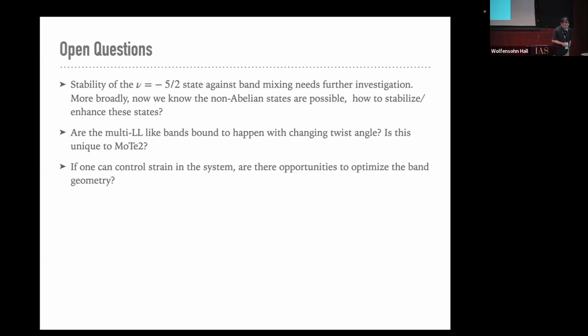The next question is that, for us, the project really began with we just wanted to try the new toys, this neural net stuff, but that's a surprise. But then, are these multi-Landau-level-like bands bound to happen when you change the twist angle? We don't know. We want to believe it is true, but we don't know. And if it's true, is this unique to MoTe2? For WSe2, even though the band dispersion is very large, as you change the twist angle, is there a magic angle where you can realize this higher Landau level physics?